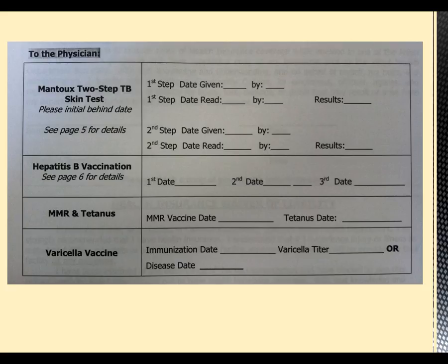Okay. And this, of course, is just the box where you should have those TB skin tests written by the clinic nurse. Also, the hepatitis B vaccine, if you're starting to receive those. The MMRs and tetanus you'll see on there, and then the disease date. If you had your chickenpox and you were 5 years old, write in the disease date on there, or have your healthcare provider write that on there for you.